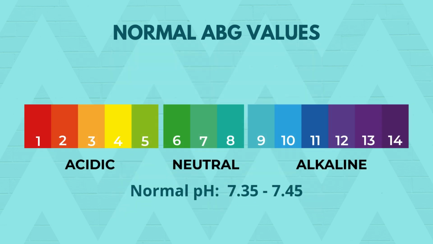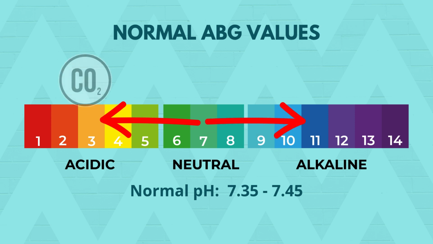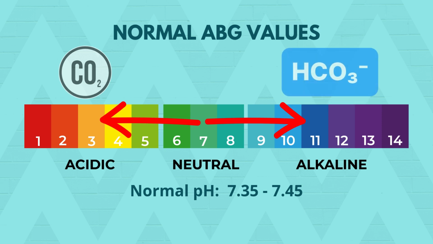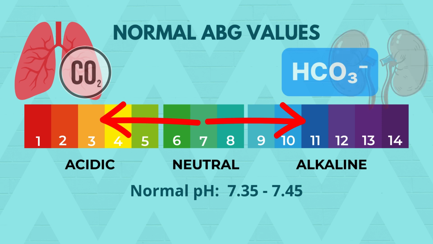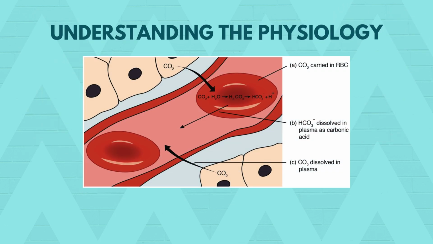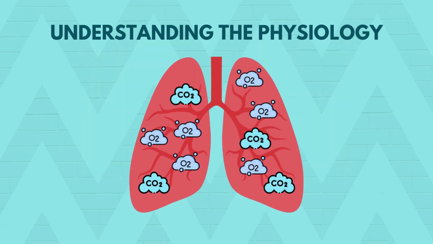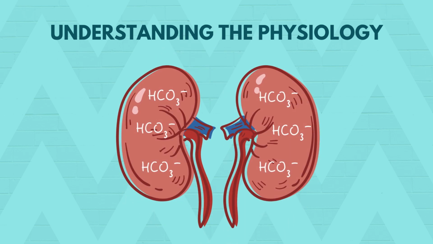The balance between acids and bases is critical. A pH below 7.35 is acidemia, and above 7.45 is alkalemia. CO2 is acidic, while bicarbonate is alkaline. CO2 reflects respiratory function, while bicarbonate reflects metabolic function. The body maintains pH through buffer systems, especially bicarbonate, the lungs, which control carbon dioxide, a fast response, and the kidneys, which control the bicarbonate, a slow response.